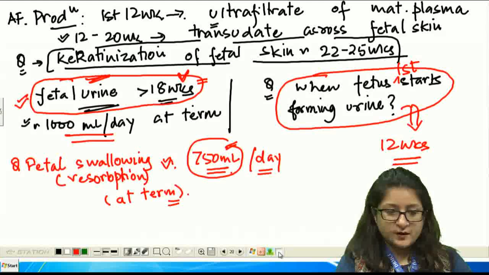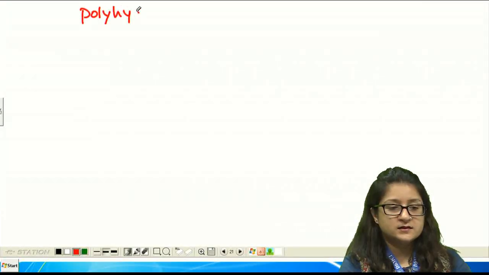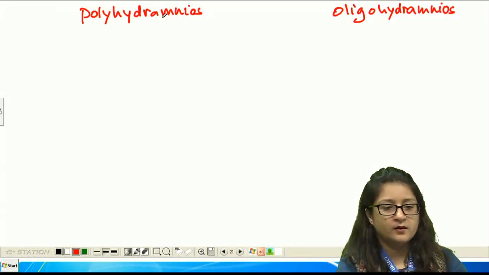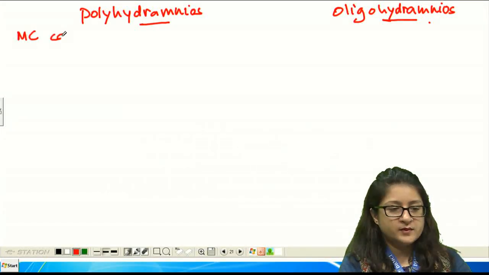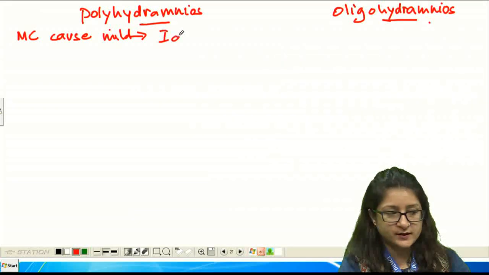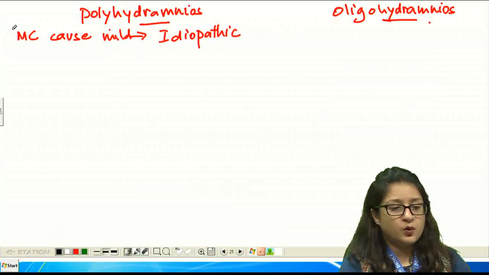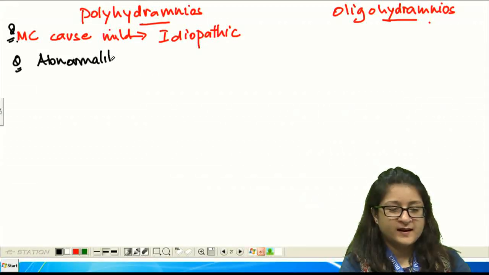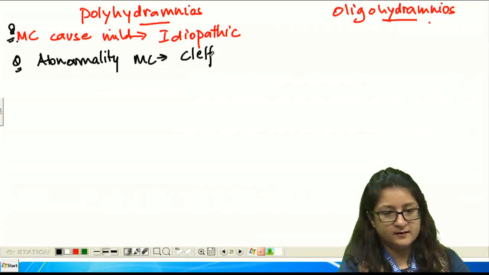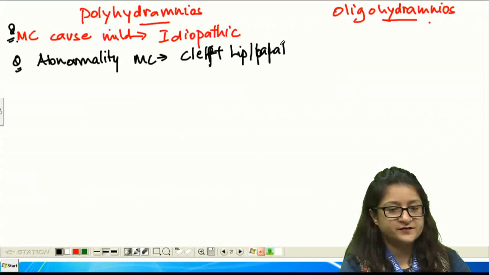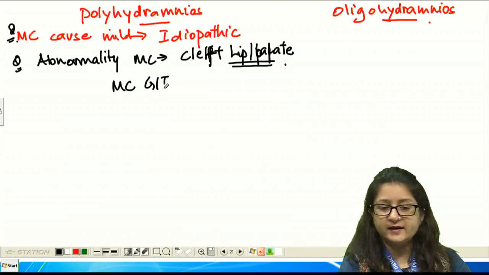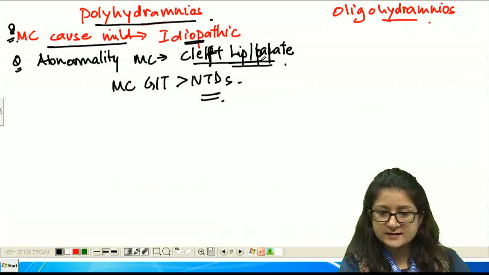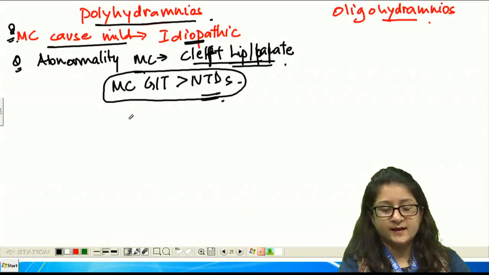All right, so what are the important bits that you have to remember about amniotic fluid abnormalities? There are two situations, polyhydramnios and oligohydramnios. The most common cause of mild polyhydramnios is actually idiopathic. If they ask you what is the abnormality, then the most common is cleft lip and palate, which has defective swallowing and everything. So most common becomes GIT abnormalities, more than neural tube defects. This is an important point to remember: in polyhydramnios, the most common cause is idiopathic. After that, it is cleft lip or cleft palate. So most common is GIT abnormalities, and then neural tube defects.